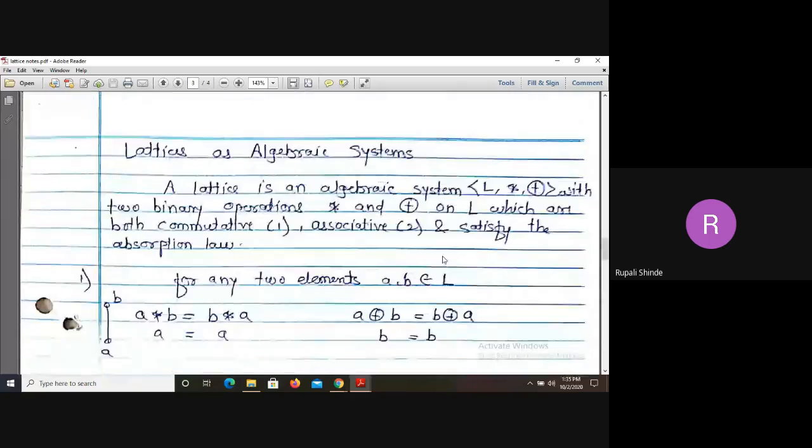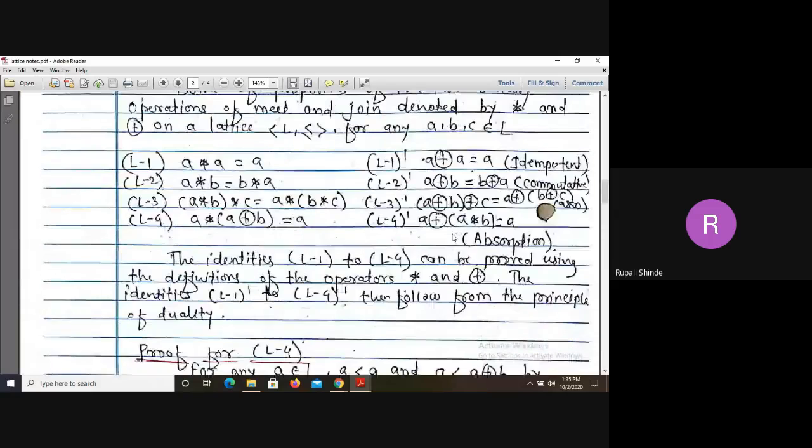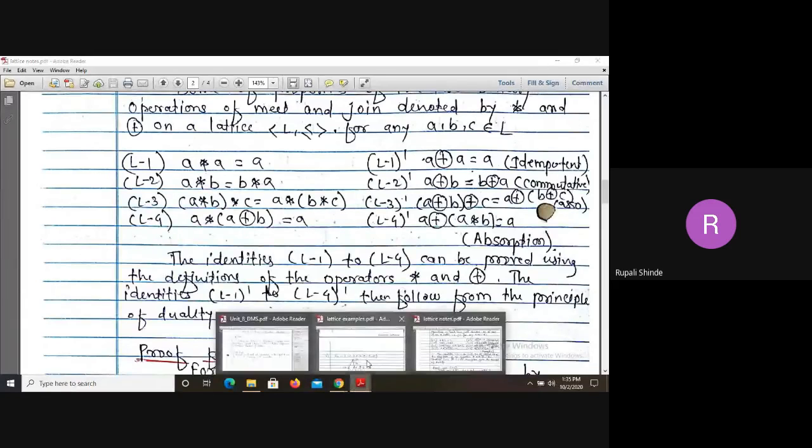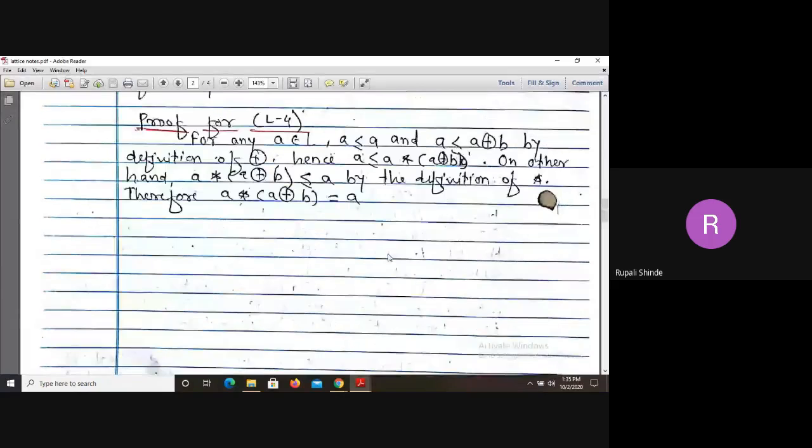Now we have to see second property of lattice, and that property is commutative property. So A star B equals B star A. This is for meet operation, and for join operation we can write A XOR B equals B XOR A. So again we can write proof for this same. So see here.